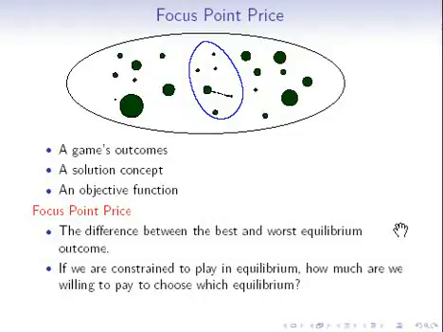This sort of answers the following question. Suppose that we cannot change this game. We're stuck playing this game and we will come out in some sort of equilibrium. But we perhaps have a little bit of flexibility in which equilibrium comes out. We can sort of do some advertising to have players focus on a particular equilibrium and play that one. So focus point price really answers the question, if we're constrained to play an equilibrium, how much are we willing to pay to choose which equilibrium is played? And similar to the price of anarchy, we're sort of looking at a worst case thing. That's why we're looking at the difference between the best equilibrium outcome and the worst equilibrium outcome.